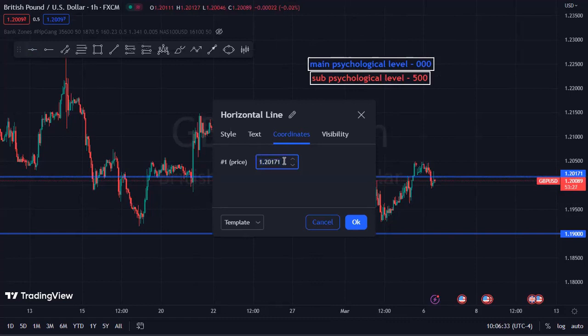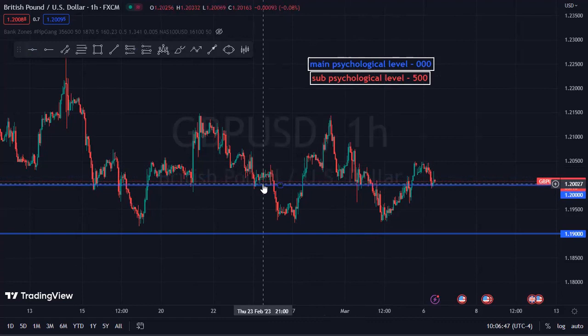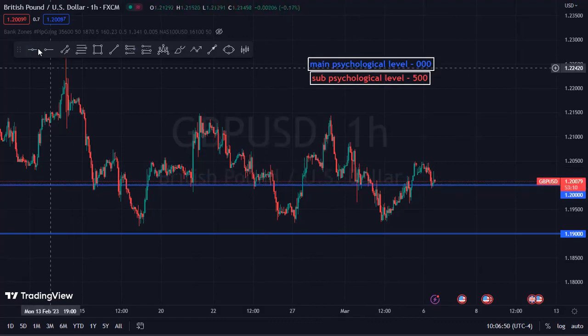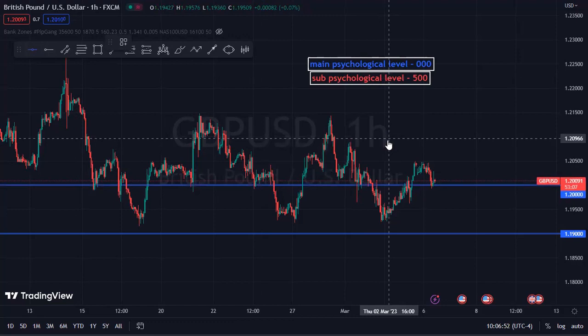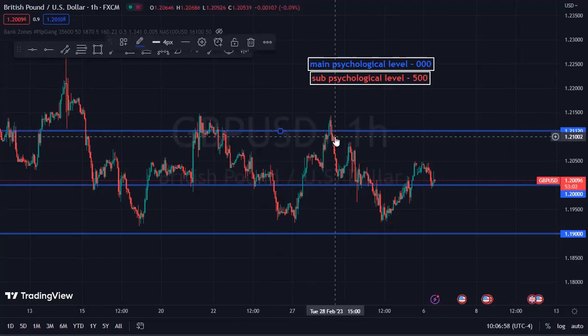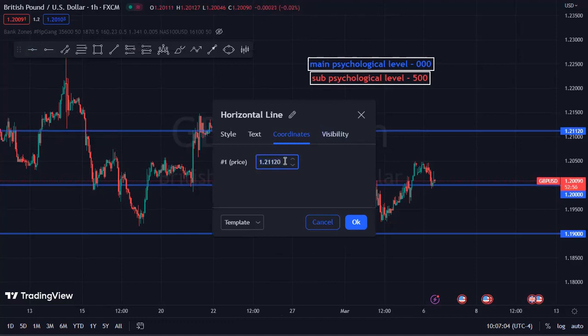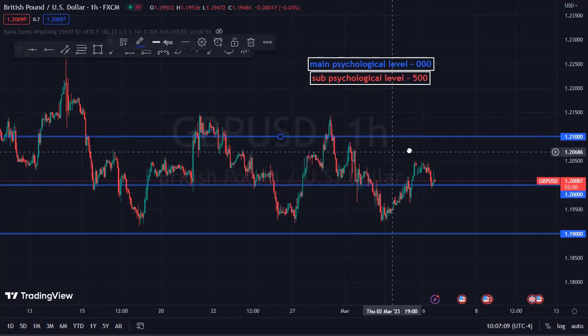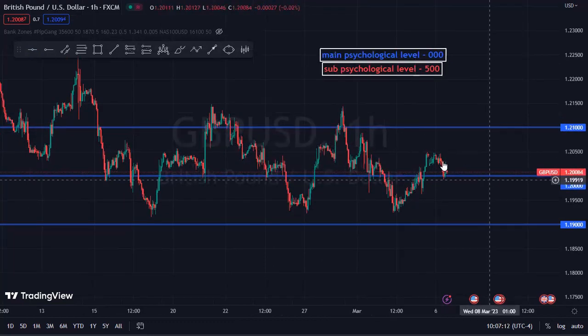And here we are. For this one, we have 1.20171. So we're trying to get it to a psychological number. We're just gonna remove that and add our zeros. Okay, there we go. I wanna do that for all the main psychological levels, so let me just quickly do that. As you can see, each psychological level is a different number. Now we just came from 1.20, so we're going to 1.21. Double click. There we go. So now I've placed out my main psychological levels.